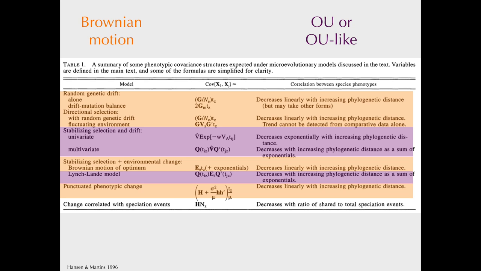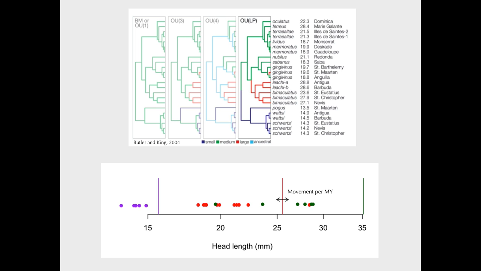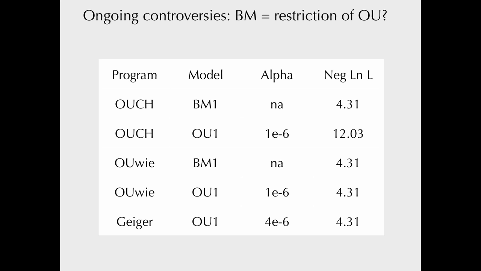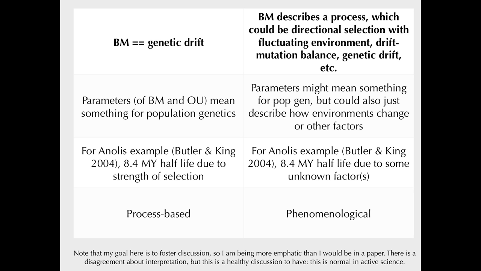That's a good point. So let me skip ahead to get to that in the slides. So basically, the view that Brownian motion is some sort of process that could be drift, could be selection, makes it a phenomenological model. We see these traits are changing according to this process, but we don't know what process it is. Whereas if we say Brownian motion equals neutral, no selection, then it's process based. We infer parameters about it. So that's an argument for restricting to that interpretation.